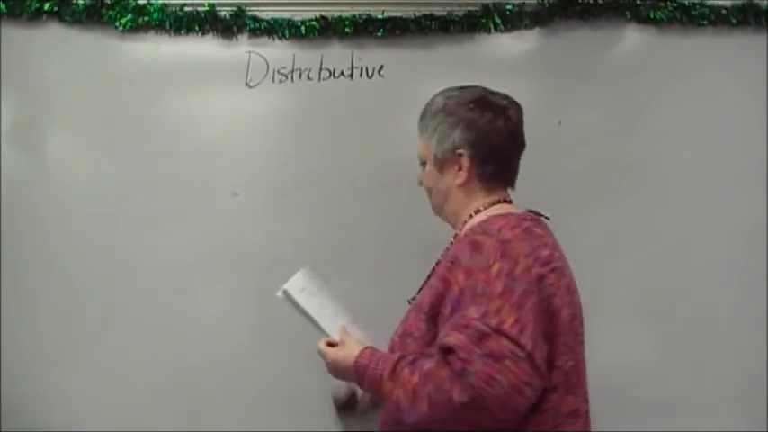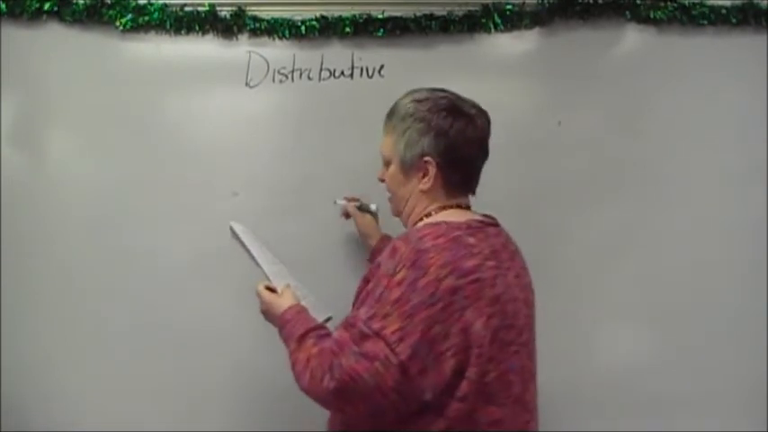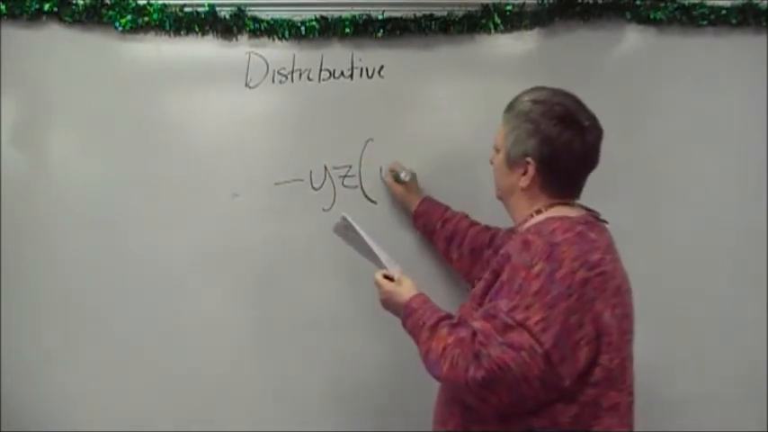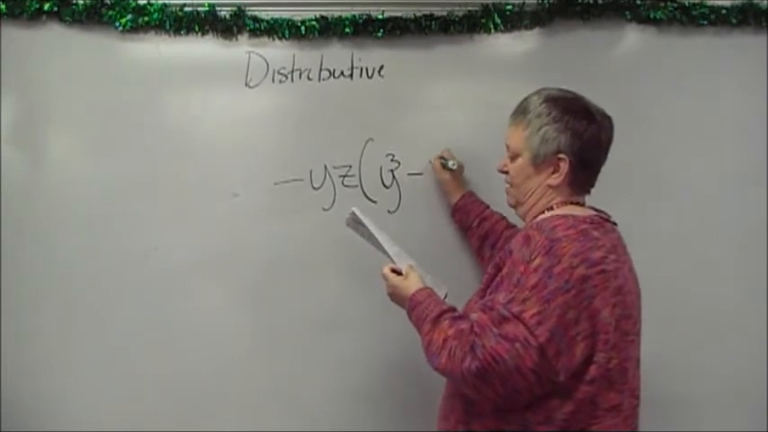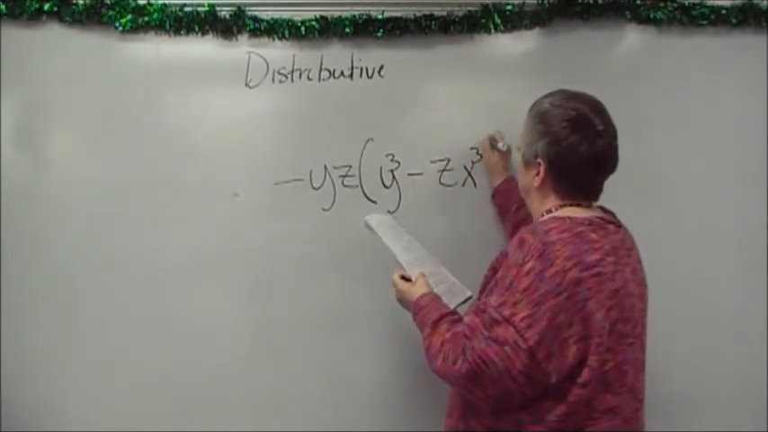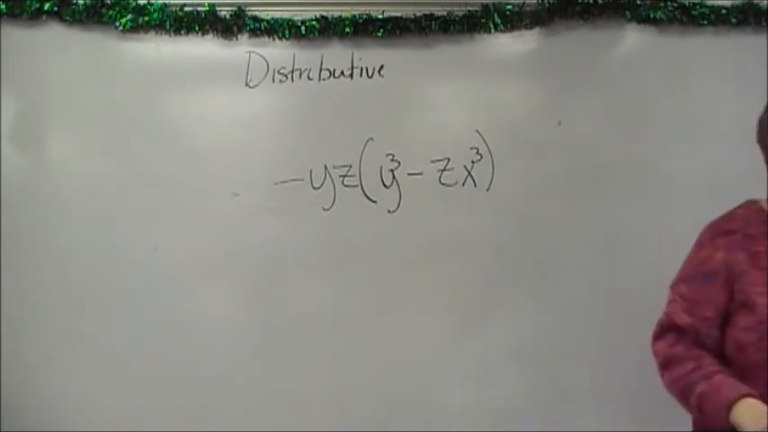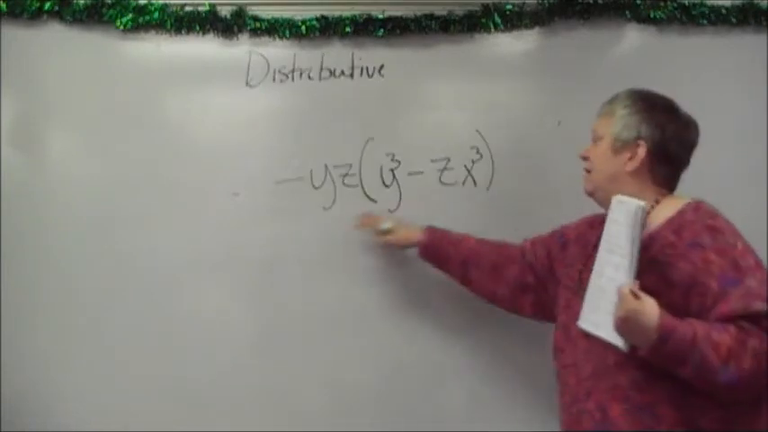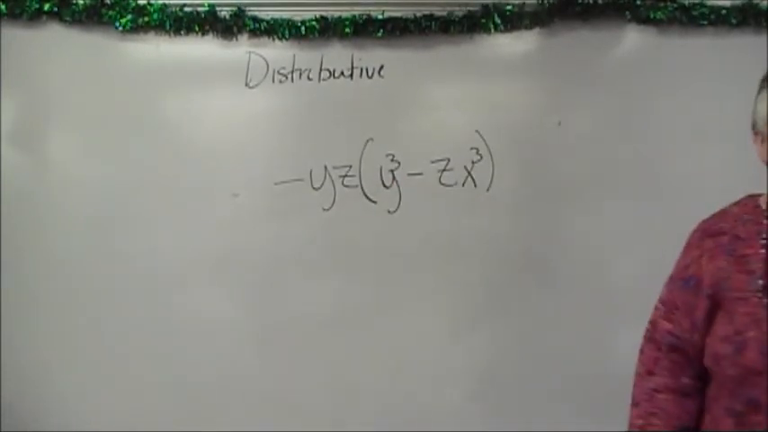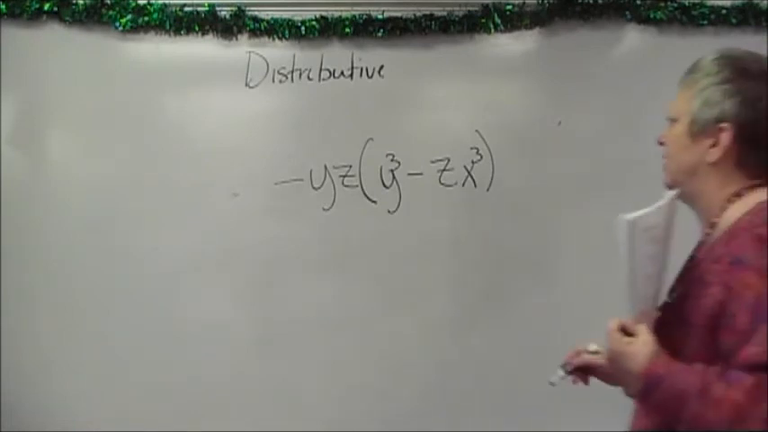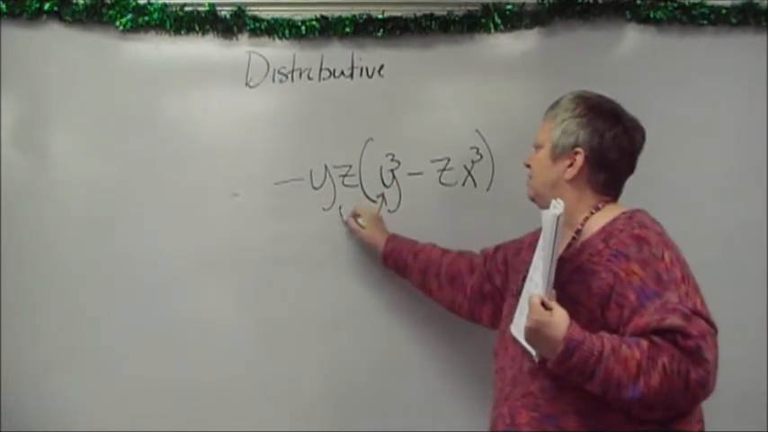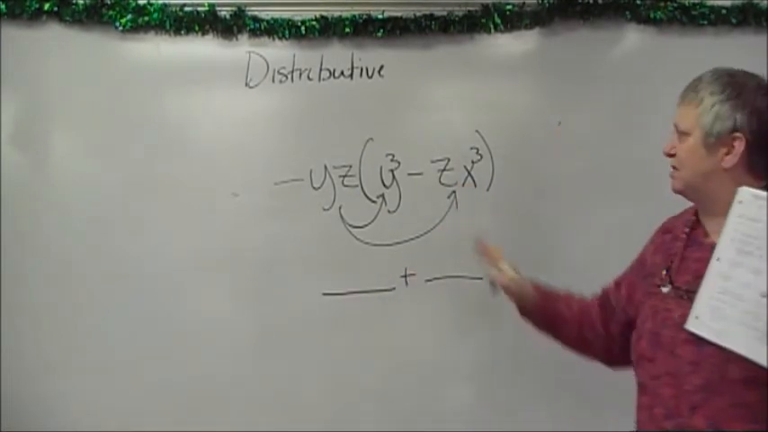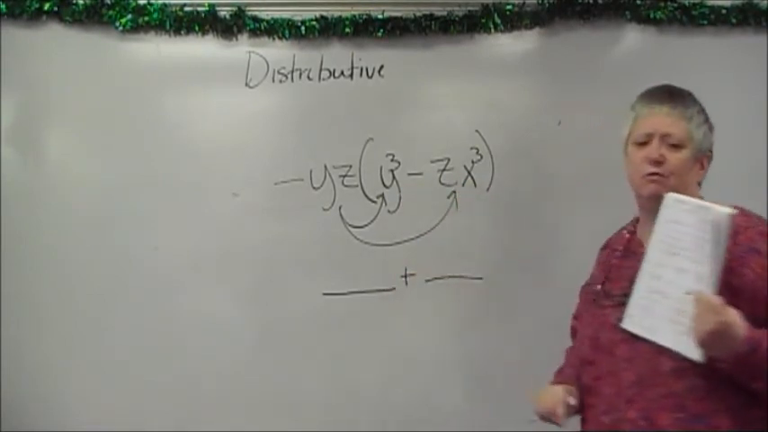Okay, you're going to try this one. With the y's. Negative yz, you're going to multiply it to y^3 minus zx^3. This we could have written so it'd be on this side. Doesn't matter what side that it's on, you're still going to be multiplying it. You're still using the distributive property. So you're still going to multiply that with this one and with that. And you're going to have two terms. Since there are two terms here, your answer will have two terms.